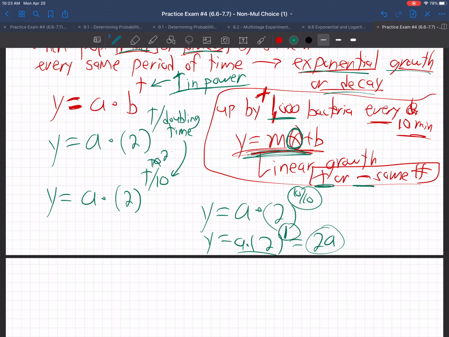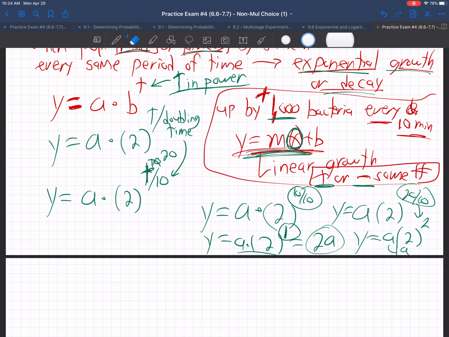Whereas if you make t 20, 20 minutes later, it'll double twice, won't it? Every 10 minutes it doubles. So in 20 minutes, it would double twice. So this would be y equals a times 2 to the 20 over 10. That's 2 to the 2. 20 divided by 10 is 2. 2 squared is 4. This is 4a. It's quadrupled. It's doubled twice. It's times 4. See how that's working? See how putting t over 10 is the way to go? You put the t over the doubling time, and that makes it actually work.